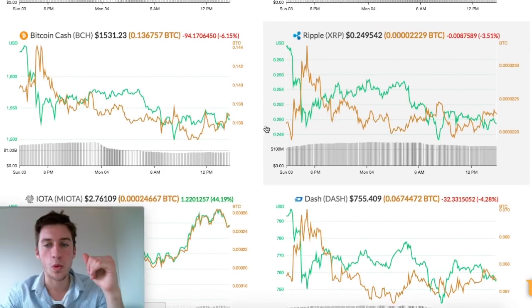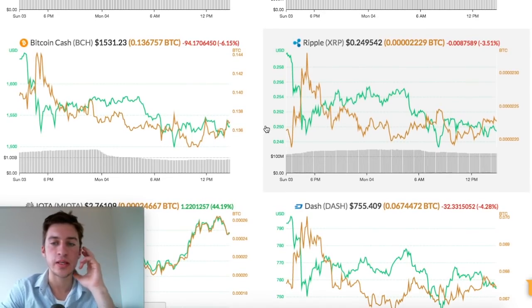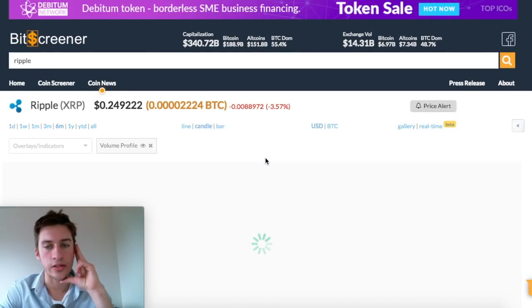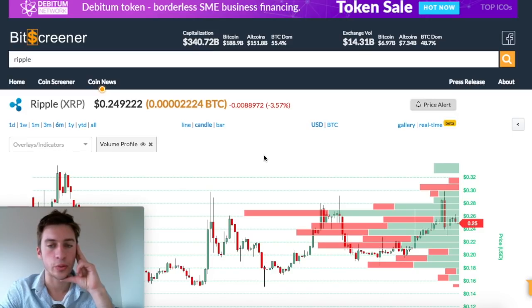Looking here, it seems that Ripple is trading at support. It seems like we have a support level here, a bit of an inverse head and shoulders going on, with just a bit of consolidation slightly downward here. So I'm going to click on Ripple because this is fitting my metrics for screening a coin. Now let's look into Ripple and see what we can find.